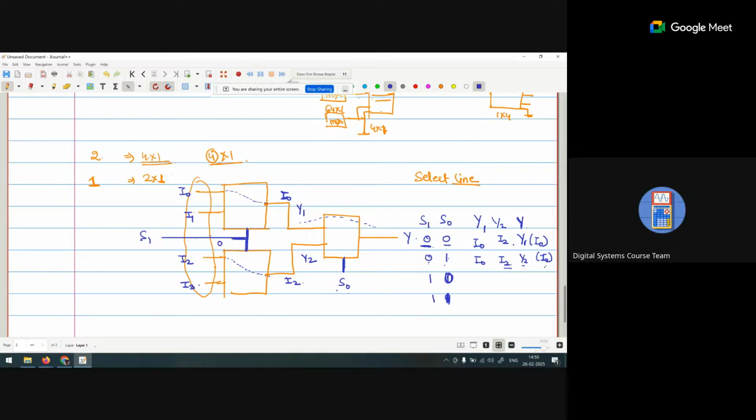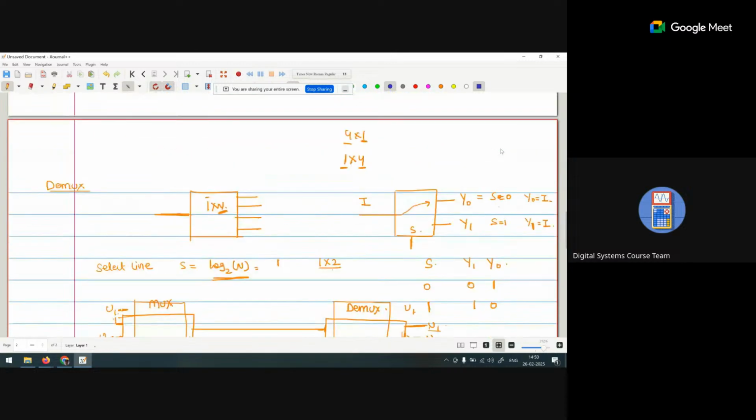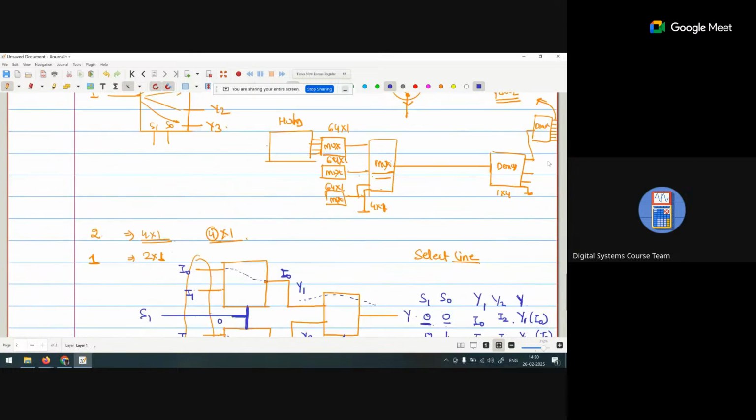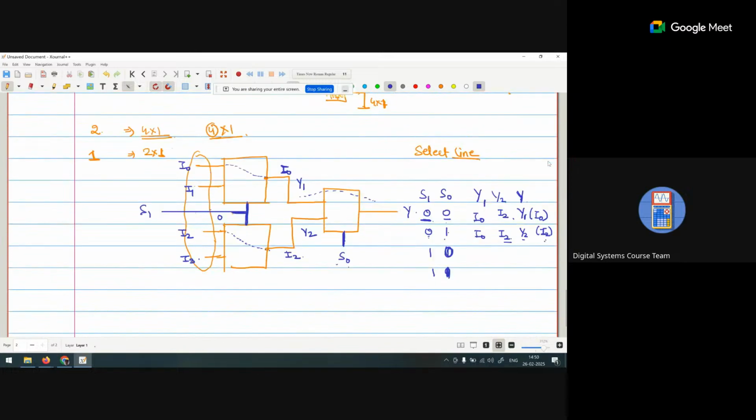But exactly, when we go with the 4 cross 1 mux, when 0 1, I1 should be the output, but we are getting I2 as the output. So that means there is a mistake. Now I will clean this one.